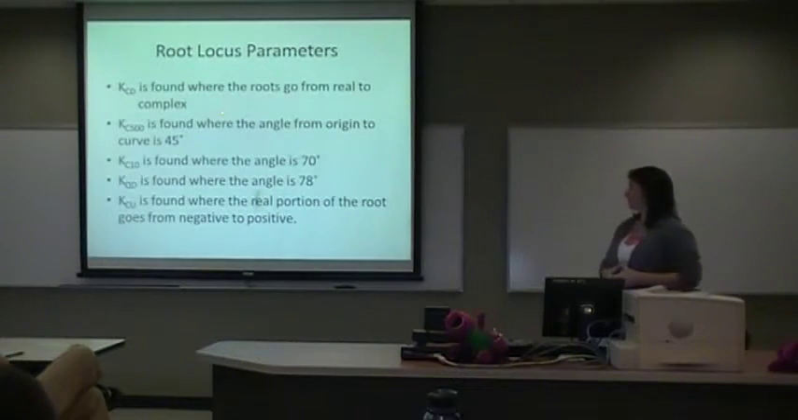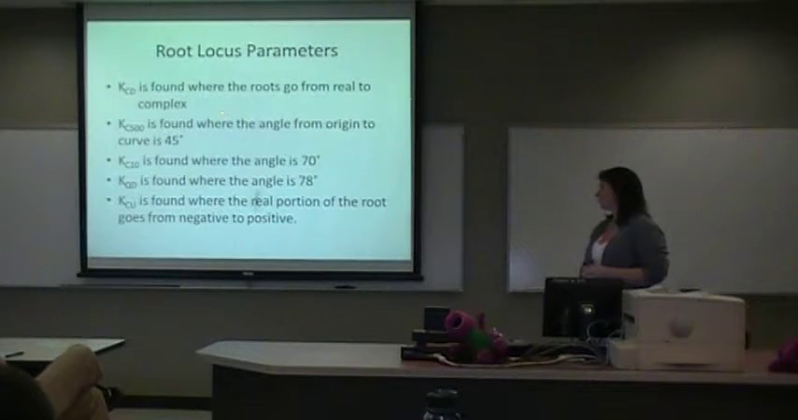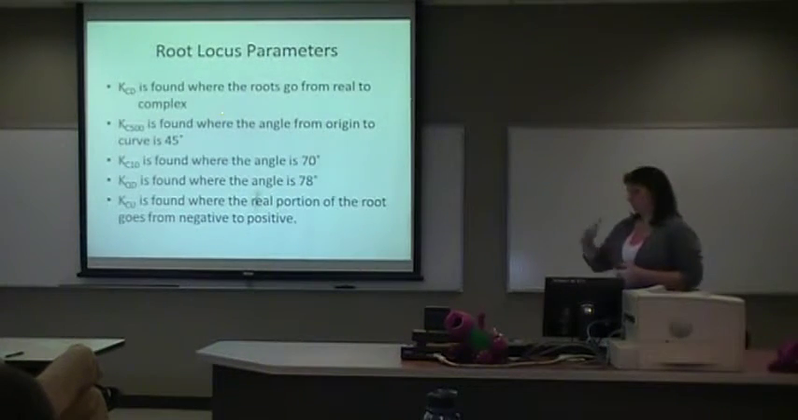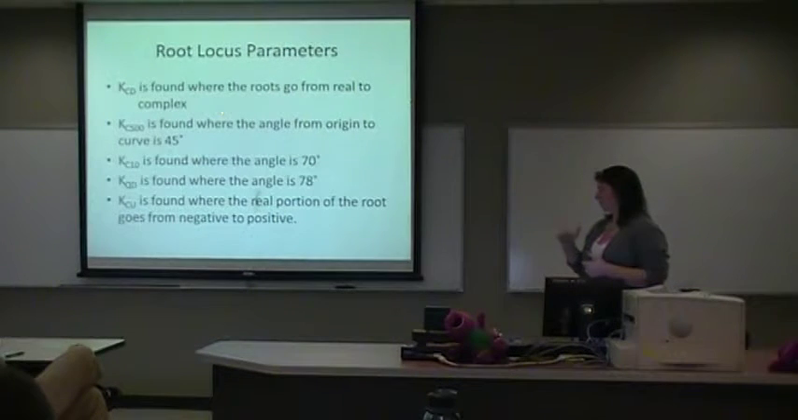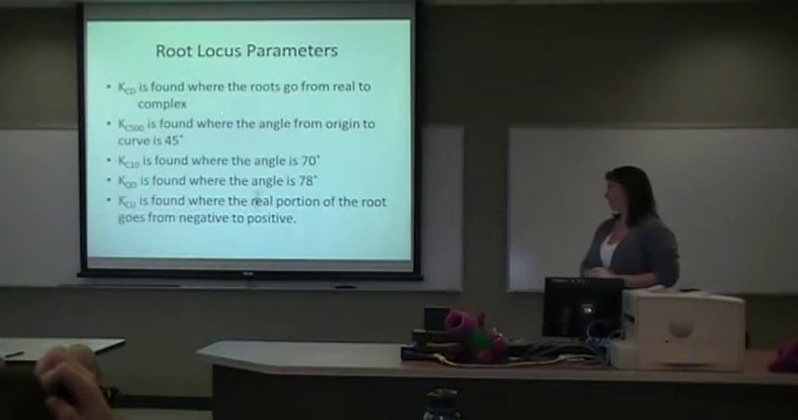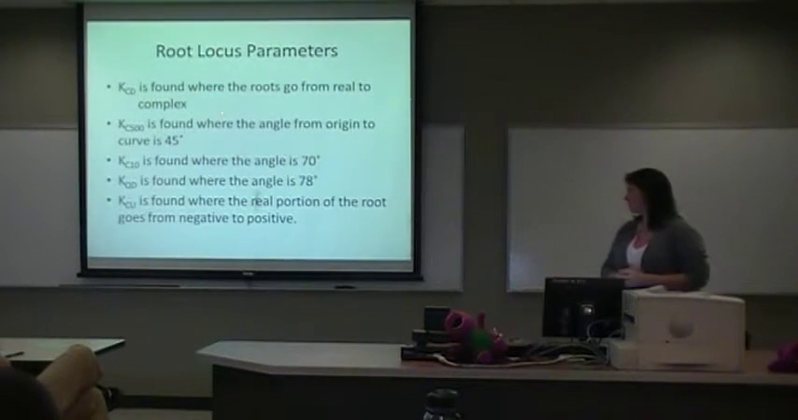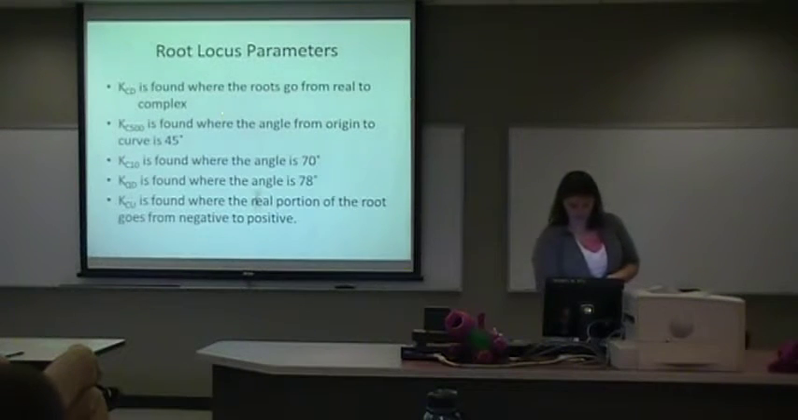Now, critically damped controller gain is found where the roots go from real to complex, and then KC sub 500 is where the curve is with the origin at 500 or a 45-degree angle, for a 1/10th decay, like a 70-degree angle, and for the quarter decay, a 78-degree angle, and then the ultimate KCU is found where the real portion of the root goes from negative to positive.